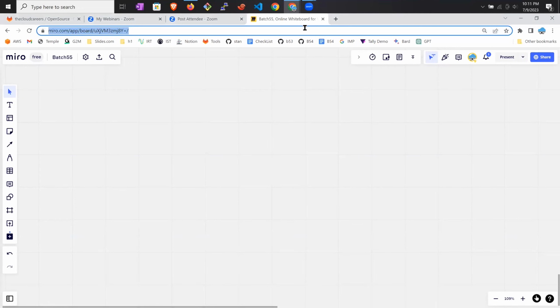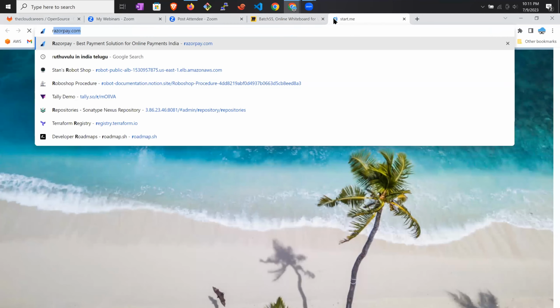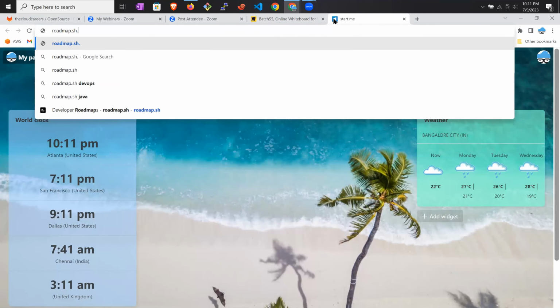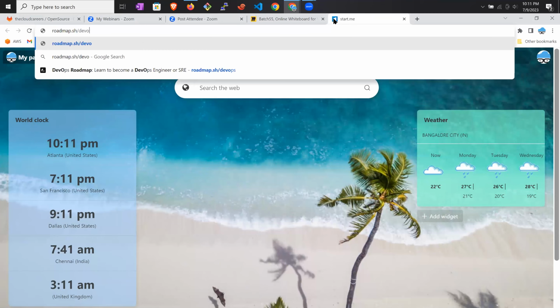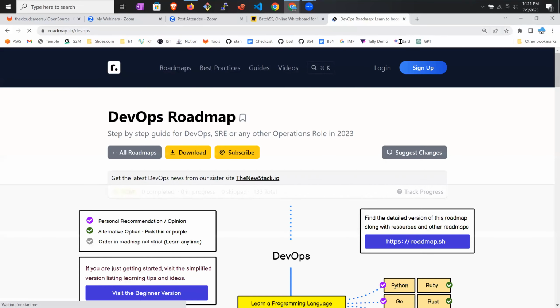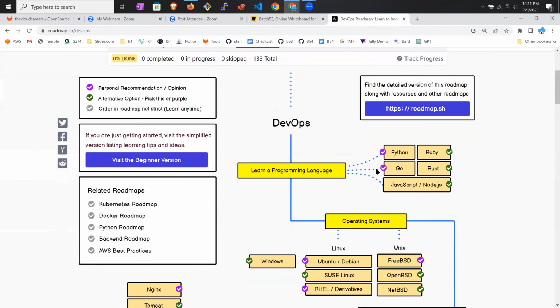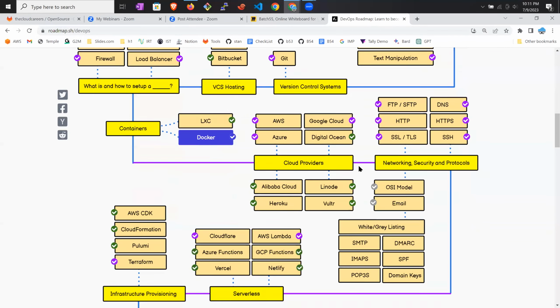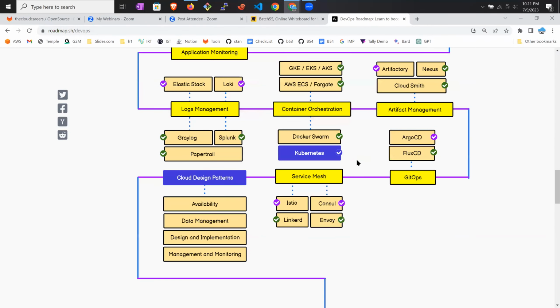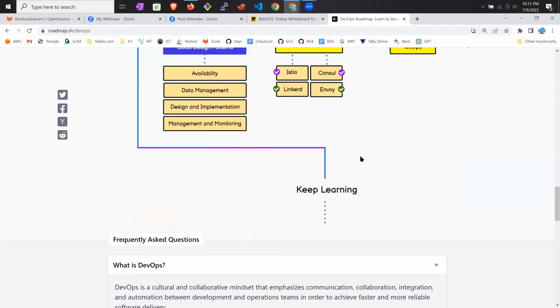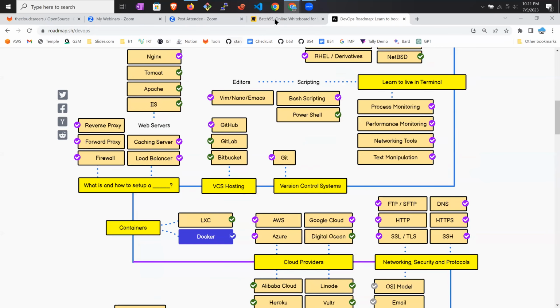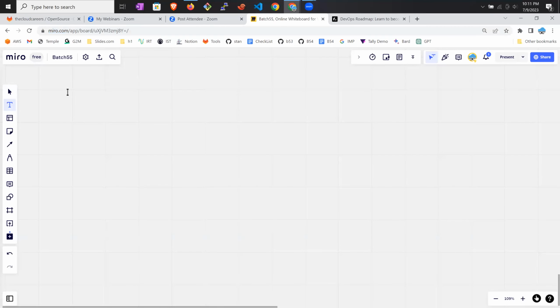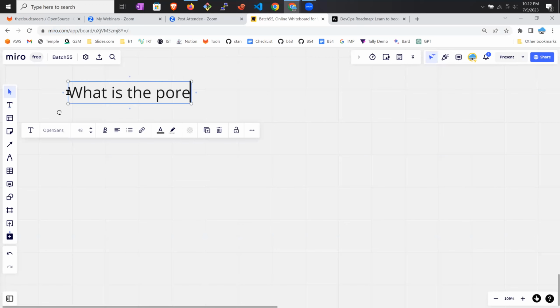Yesterday, we opened roadmap.sh, right? And we have seen these many tools, right? If you want to learn these many tools, what is the first thing you should know in order to start with? If you want to become a cloud engineer or a DevOps engineer or a cloud DevOps engineer, what is the first thing that you need to start with? What is the prerequisite?